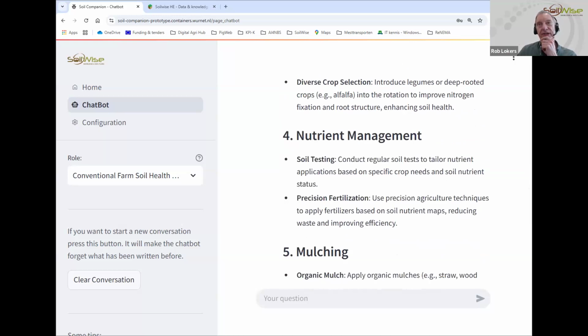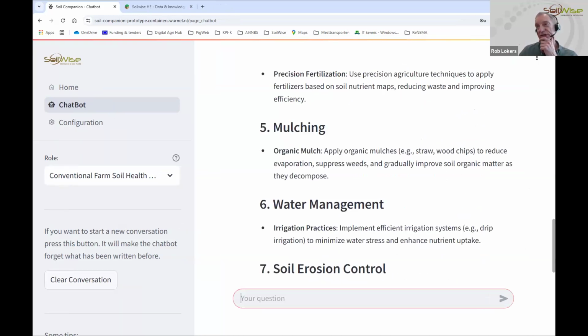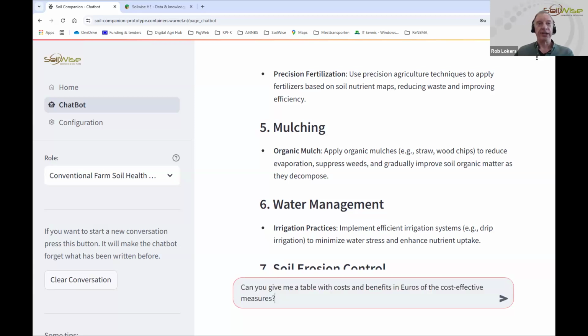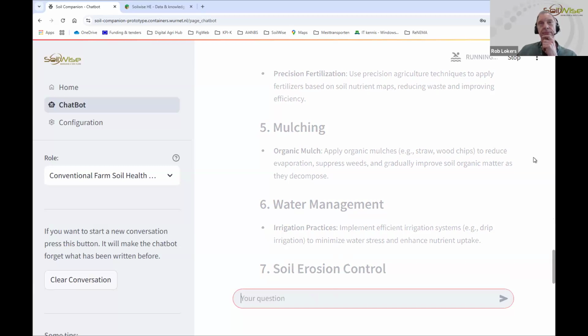But I think the interesting thing is, for instance, that you can now say, interesting that these are cost-effective measures, but can you also say something about the costs and the benefits? So I can do that, like this. The next question is whether the chatbot can provide me with a table of costs and benefits of those measures. It's thinking.